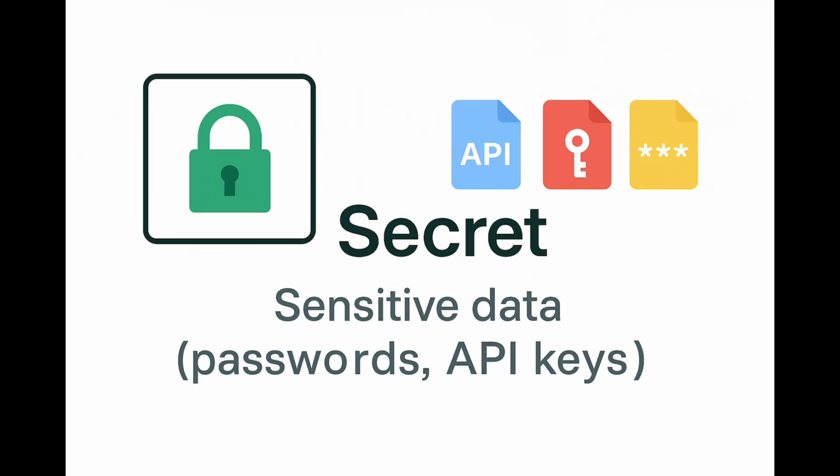Secrets are used for sensitive information like API keys and database passwords. Unlike ConfigMaps, Kubernetes treats Secrets as confidential, but keep in mind they're base64 encoded, not encrypted by default.